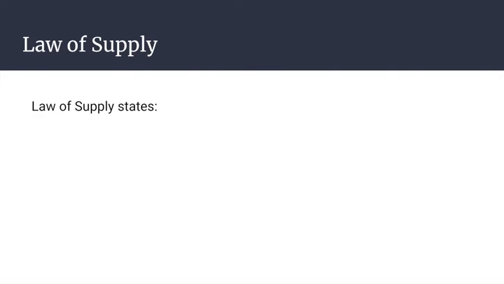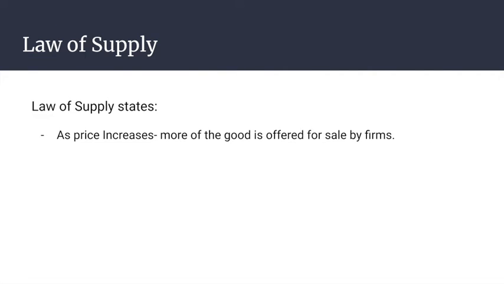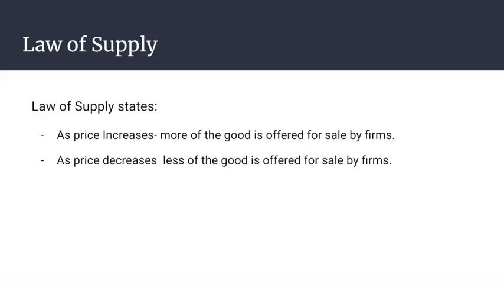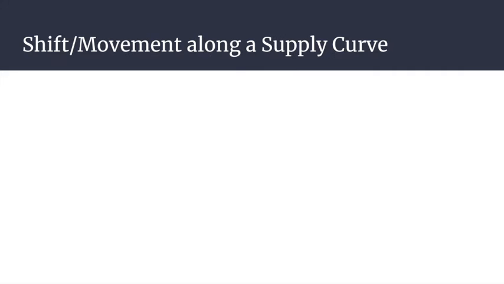So this brings us to the basic idea of law of supply. Law of supply states that as price increases, more of the good is offered for sale by the firms. As price decreases, less of a good is offered for sale by the firms. Unlike the demand graph, this is fairly straightforward. Law of supply is one of the basic fundamentals in the economy, and it's fairly straightforward to understand.